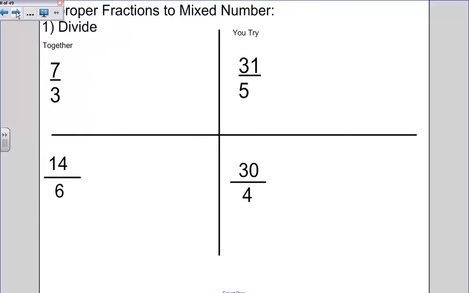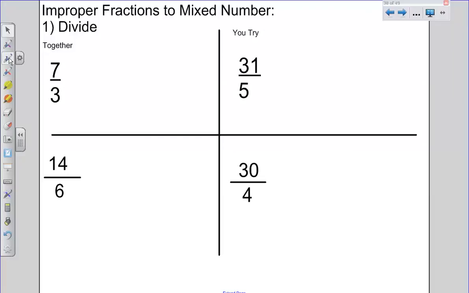So let's just look at some examples. First example we have, we're going to make improper fractions into mixed numbers. So we're going to do the together problems together in your notes packet, then you're going to try the you-try ones by yourself. So 7/3.